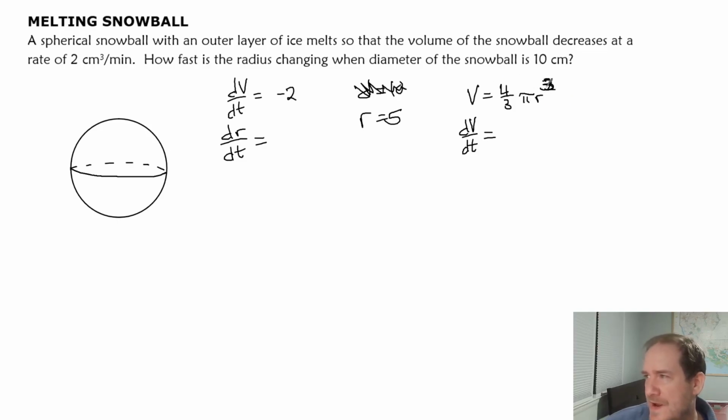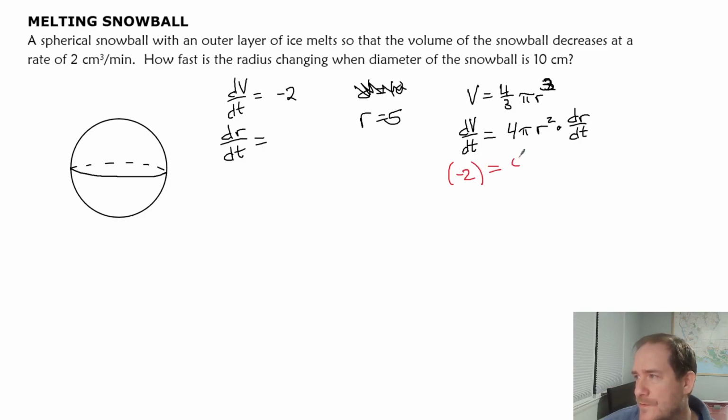But to differentiate now, I'll multiply by 3, and the 3's cancel, so I get 4 pi. Then of course I'll drop the power on r down to 2, and then I'll chain rule out a dr/dt factor. But there's my whole derivative, which only has 4 variables. There's the dV/dt, which we already know to be negative 2, because we're melting. 4 is 4, pi is pi. The radius at the moment that we care about, we know to be 5. And then the only other variable is the one we're trying to solve for anyway, dr/dt.